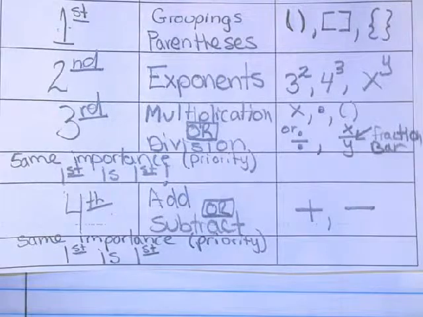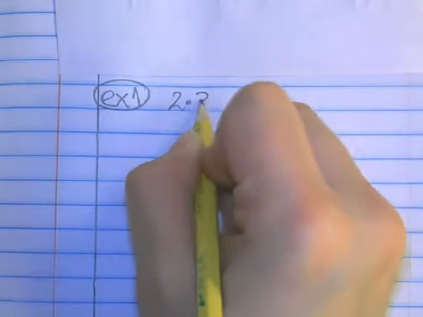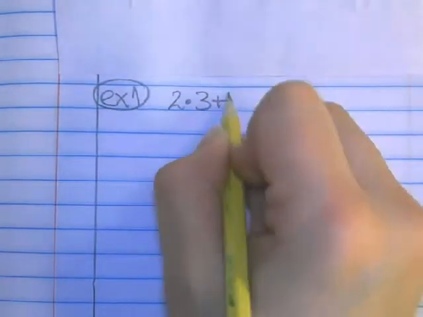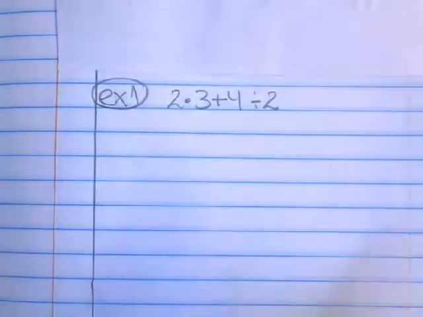We're going to do an example right now. Hopefully that'll clear it up. So we're going to take a look at a couple examples. We'll start with a very basic one. Example 1: 2 times 3 plus 4 divided by 2.